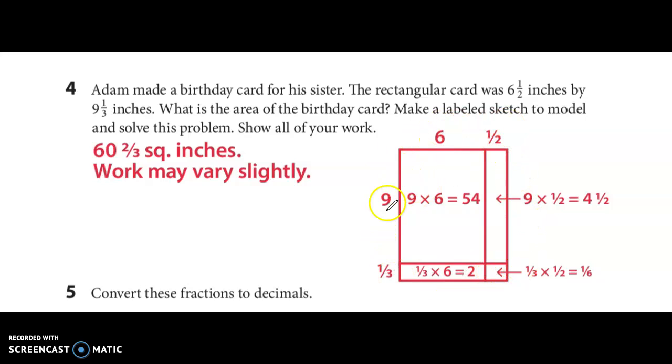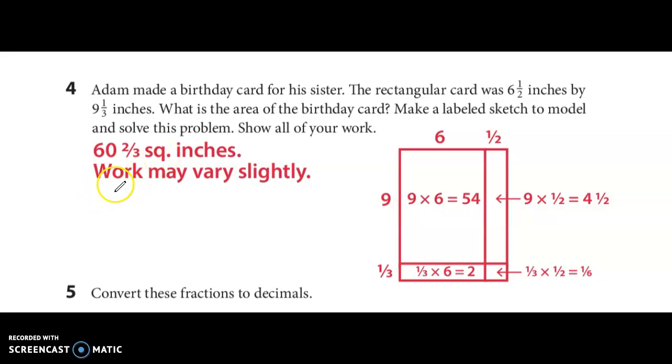6 broken up and then 9 broken up between their fractional parts. So the first box is 9 times 6 is 54. 9 times 1/2 is 4 1/2. 1/3 times 6 is 2. And then 1/3 times 1/2 is 1/6. You add them up together, your final answer is going to be 60 2/3 square inches. Because you're doing inches times inches, your label is going to be square inches.